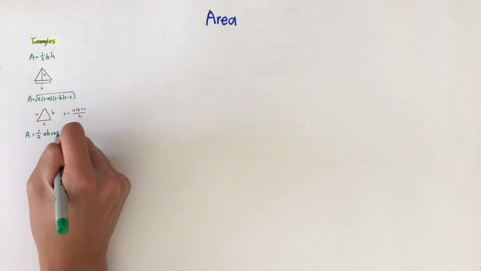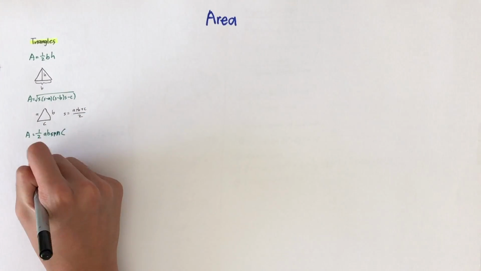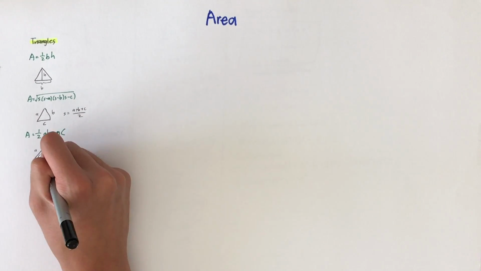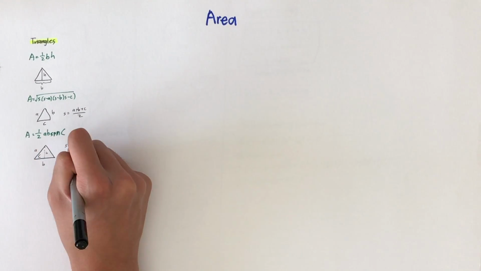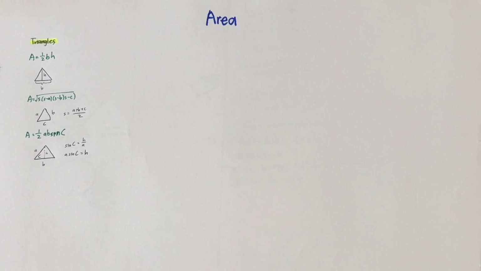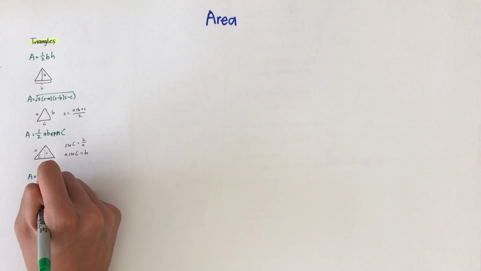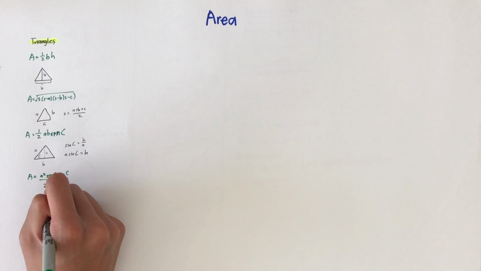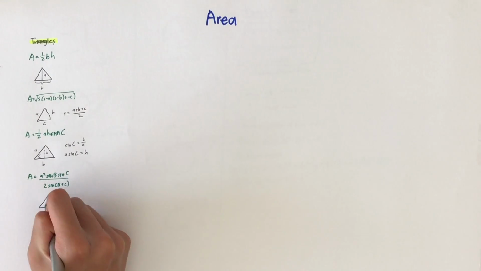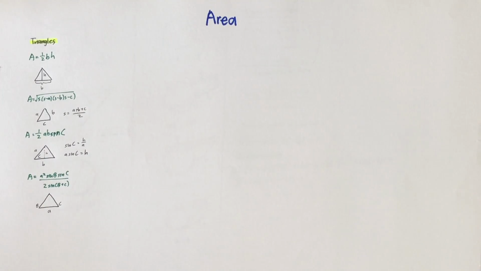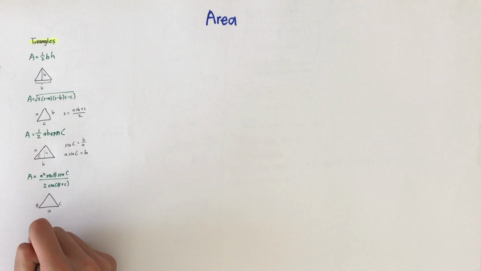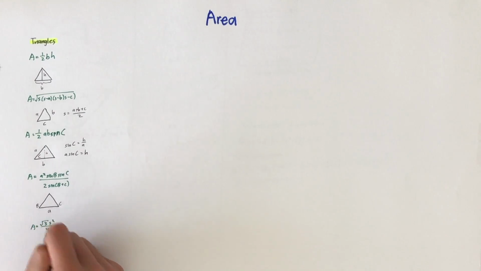If you're given two sides and an included angle, you can use 1/2 times a times b times sine of c. So you can think of it as a times sine of c is equal to the height, so you're just substituting that in if you don't have the height itself. If you're given two angles and an included side, then you can use a squared times sine b times sine c over 2 times sine of b plus c. And if you have an equilateral triangle, then you can use square root of 3 times s squared over 4.